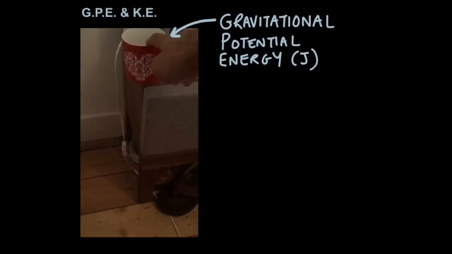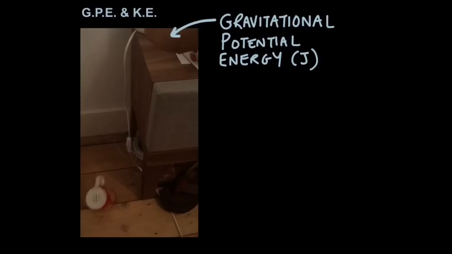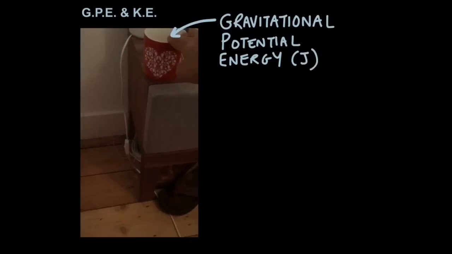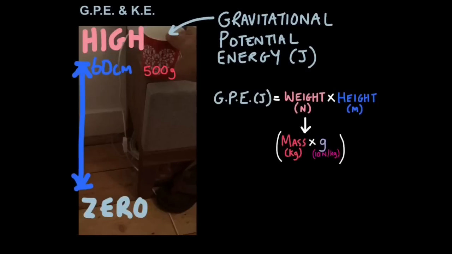Now when it falls, it gets less and less. The value of GPE gets less until it gets to the floor where it has no GPE. So the point is, the higher an object is, the more GPE it has. So here it has the maximum amount of GPE in this example. So GPE can be calculated by multiplying weight by height.